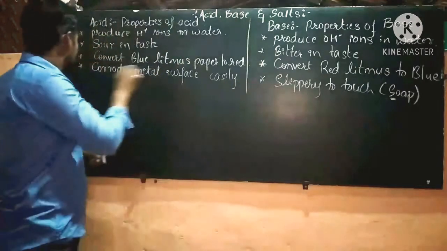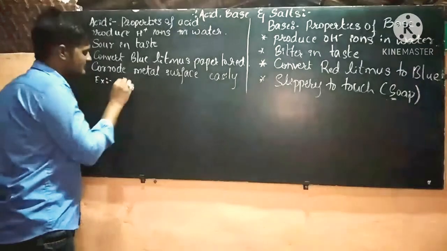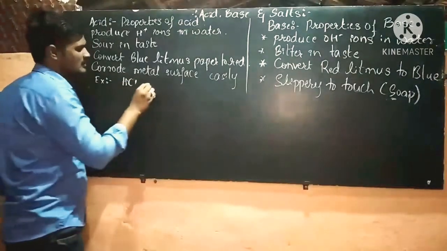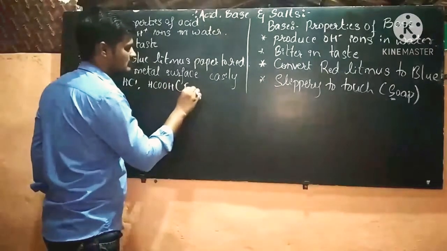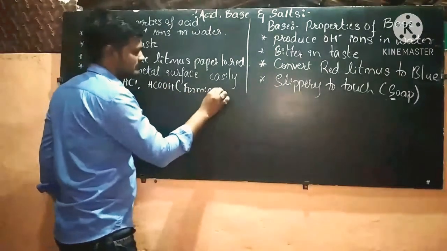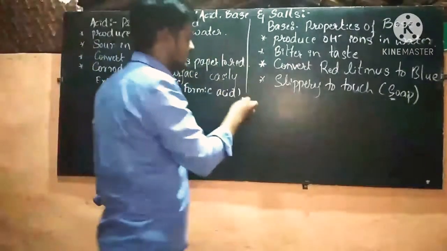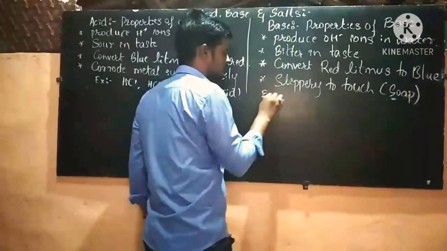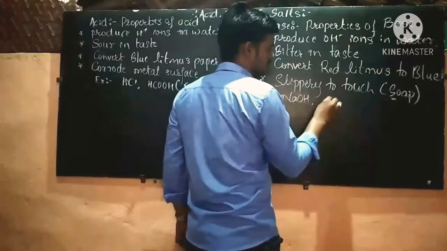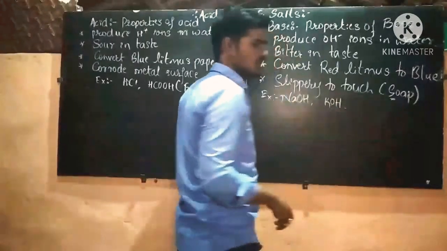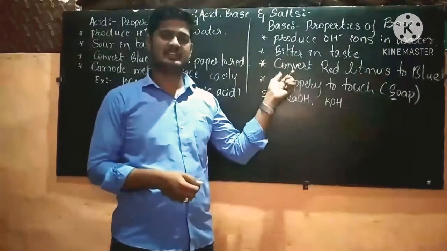And examples of acids are, some common examples I will give, that is hydrochloric acid HCl, formic acid HCOOH. And examples for base, NaOH, that is sodium hydroxide, KOH, that is potassium hydroxide. This is about the properties of acids and bases.